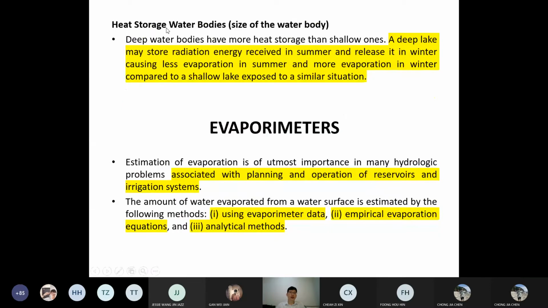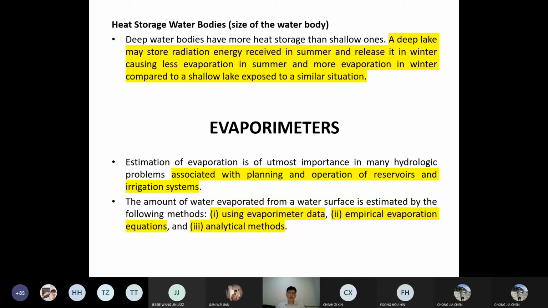Heat storage in the water body: a deep lake may store radiation energy received in summer and release it in winter, causing less evaporation in summer and more evaporation in winter compared to a shallow lake exposed to a similar situation. Evaporimeter is the evaporation pan we use in the station to get the evaporation data.